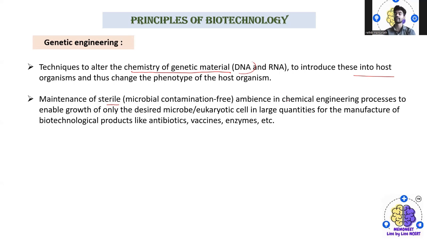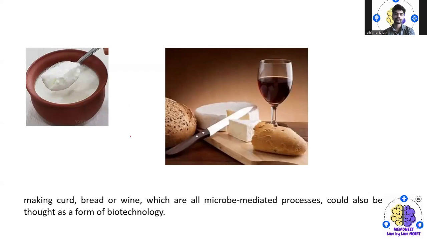That means whenever we want a desired organism, one thing we need to maintain is a sterile condition, a condition that is free of microbial contamination. Then with the help of the chemical engineering process, we will enable the growth of only desired microorganisms. Then in large quantity, we use eukaryotic cells to manufacture products such as antibiotics, vaccines, enzymes, and many more.